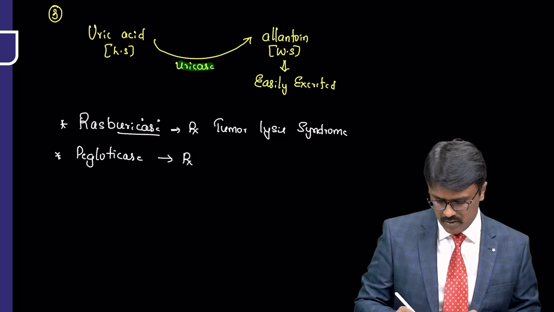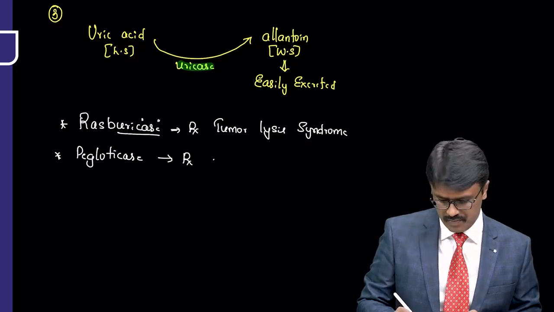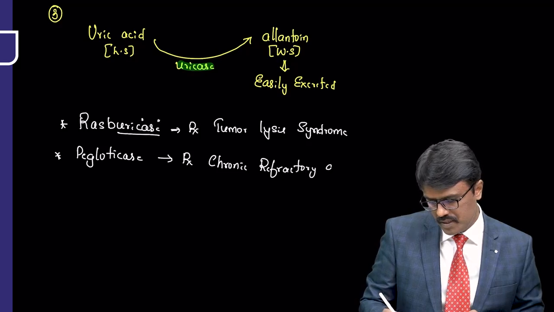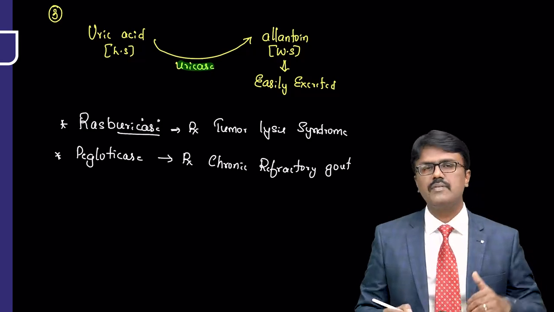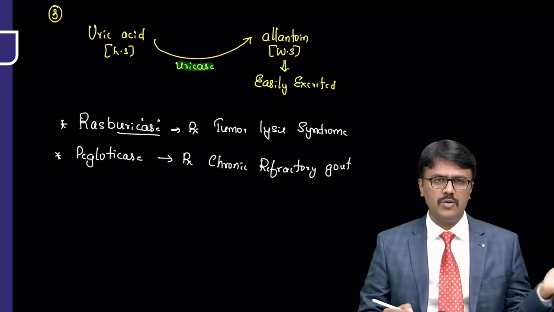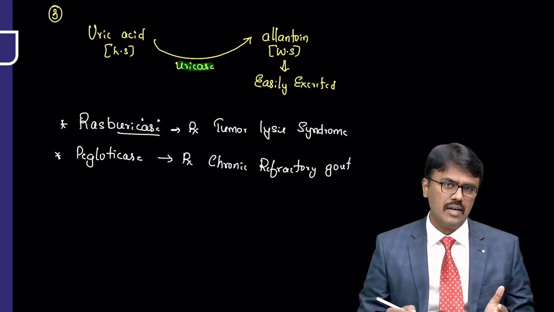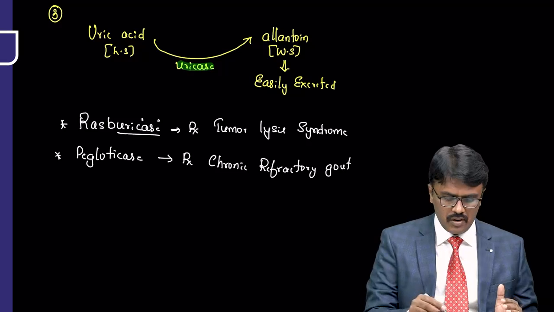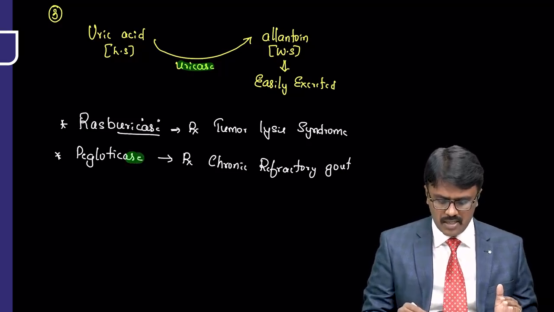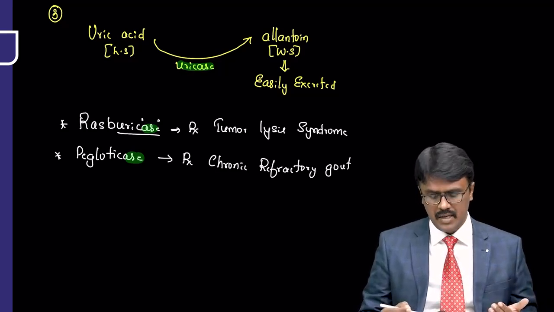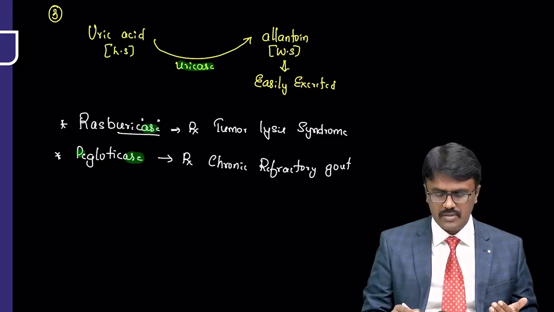It is used for chronic refractory gout. Now what do we mean by chronic refractory gout? We use the normal therapy for chronic gout: allopurinol, febuxostat, uricosuric agents. Still the gout is not getting controlled, then we use pegloticase. So it's a reserve drug. You cannot administer it repeatedly because they are foreign enzymes and patients can develop antibodies, and they may not work if you use it repeatedly. You may ask, sir, can I use pegloticase in tumor lysis syndrome?